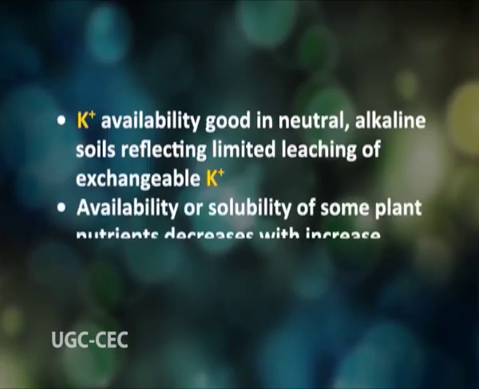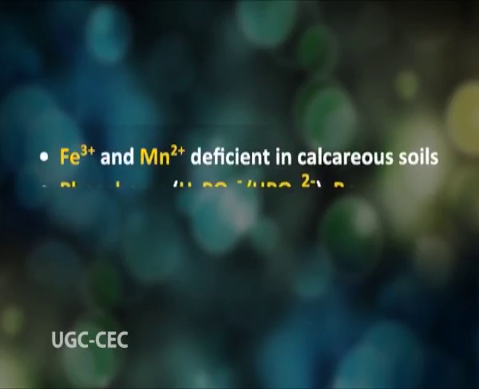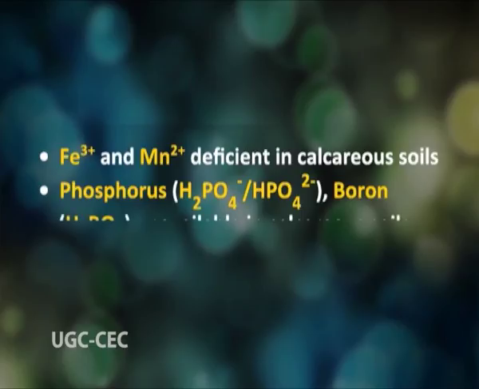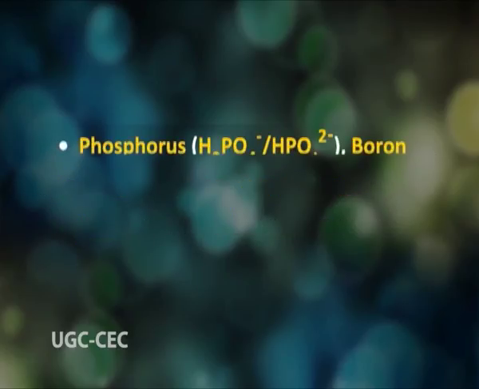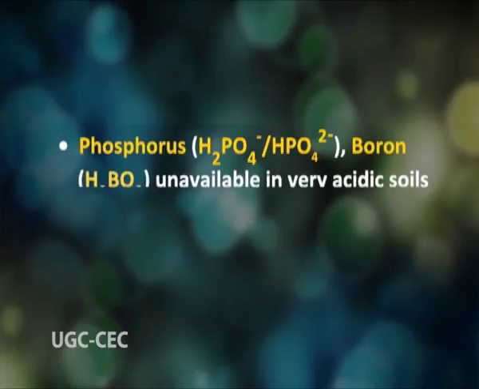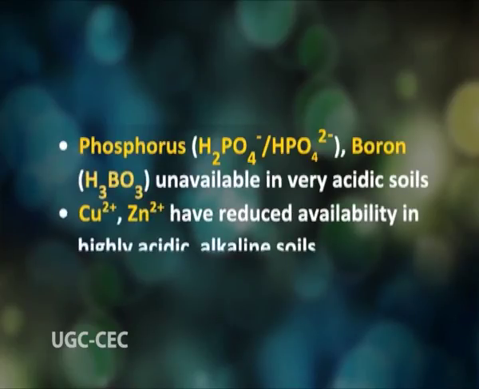The availability or solubility of some plant nutrients decreases with an increase in pH. Iron and manganese are two good examples. Iron and manganese are commonly deficient in calcareous soils. Phosphorus and boron also tend to be unavailable in calcareous soils that result from reactions with calcium. Phosphorus and boron also tend to be unavailable in very acidic soils. Copper and zinc have reduced availability in both highly acidic and alkaline soils.